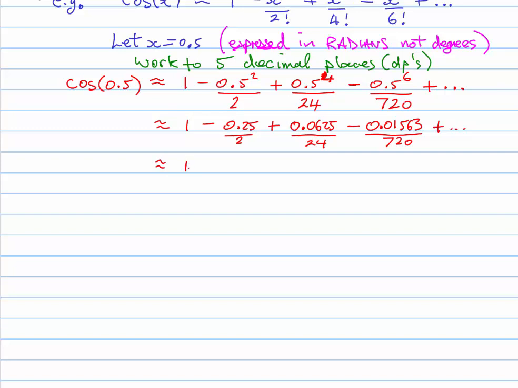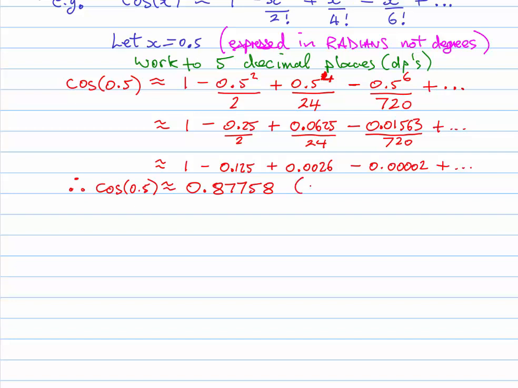Okay, so let's evaluate all the fractions. So we got 1 minus 0.125 plus 0.0026, and minus 0.00002. Okay, and if you add all that up, therefore, the COS of 0.5 is roughly equal to, in this power series way of analysis, that minus that plus that minus that comes to 0.87758. And again, that was to 5 dps, or 5 decimal places.